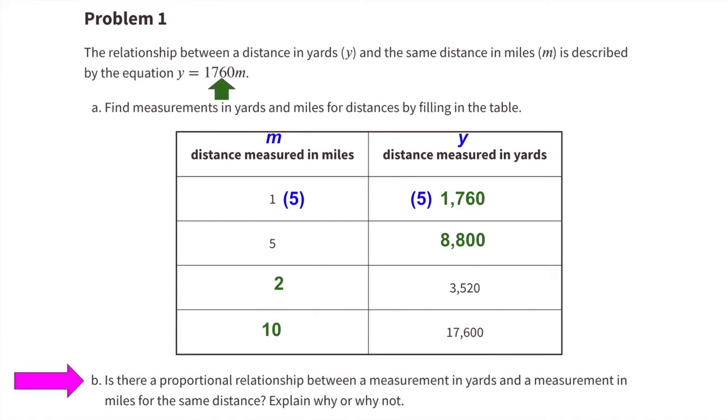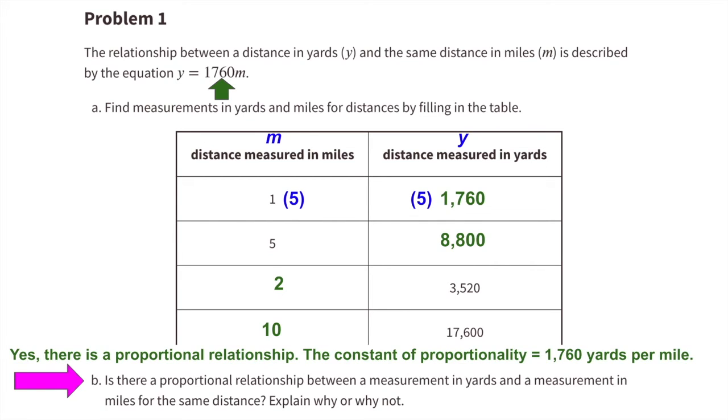B. Is there a proportional relationship between a measurement in yards and a measurement in miles for the same distance? Explain why or why not. The distance increases 1,760 yards for every mile. Yes, there is a proportional relationship. The constant of proportionality is 1,760 yards per mile.